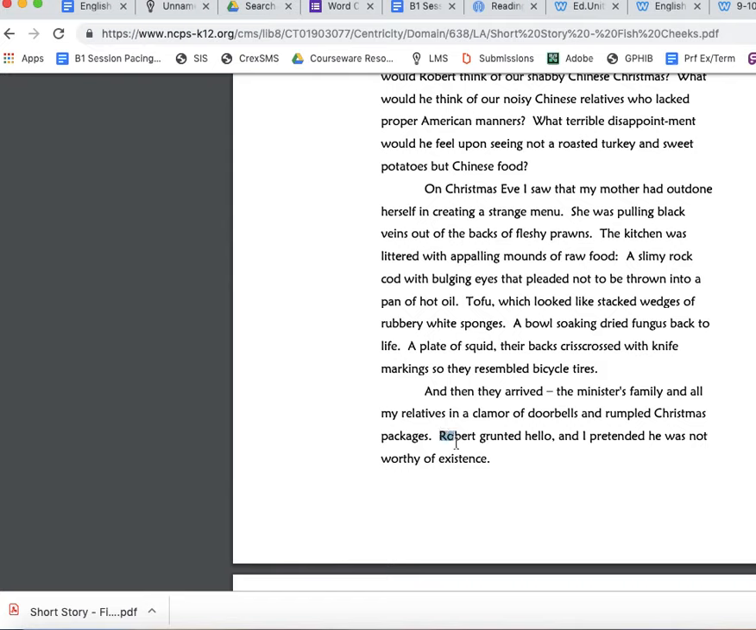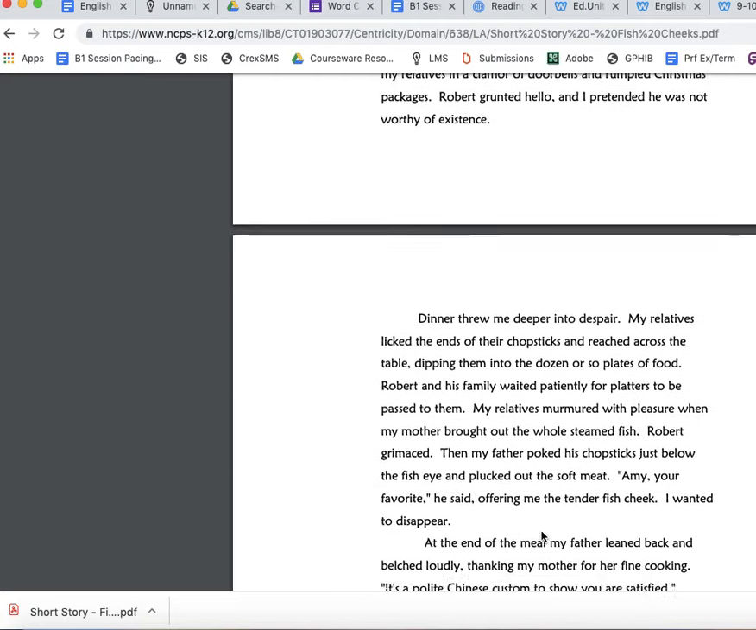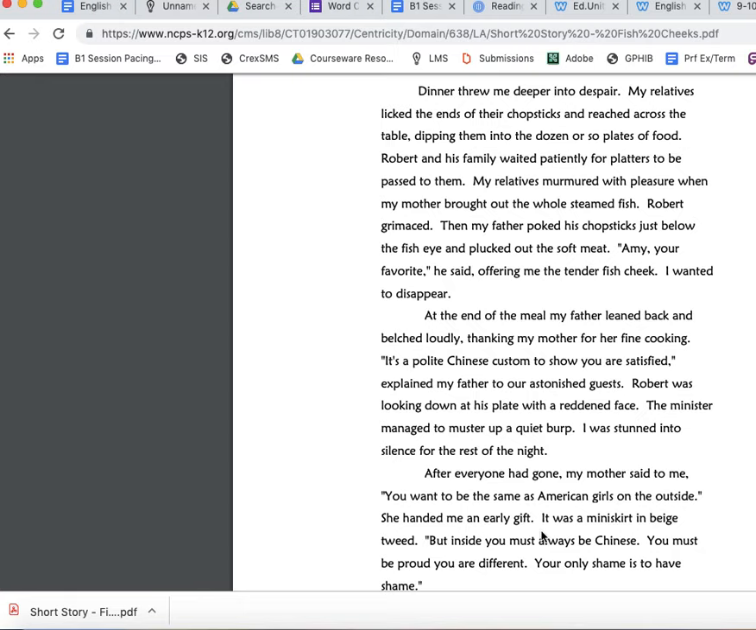And then here at the very end, "Robert grunted hello, and I pretended he was not worthy of existence." So my question here is, she pretended he was not worthy of existence. What does that tell us about how our speaker feels about Robert? And what conclusion can we draw about what she wants him to feel about her? Why might she be so disappointed in the meal and this process that's happening right now on Christmas Eve? Okay, so the next page.